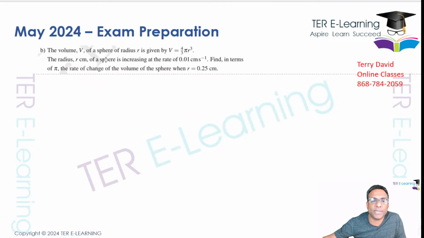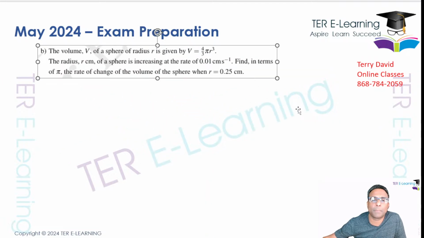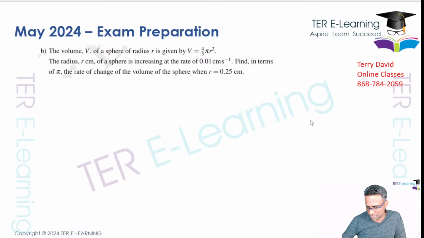All right, so here's what we have to do in this question here. The volume V of a sphere of radius r is given by 4/3 pi r cubed. The radius of the sphere is increasing at a rate of 0.01 centimeter per second. Find in terms of pi the rate of change of the volume of the sphere when r is 0.25.